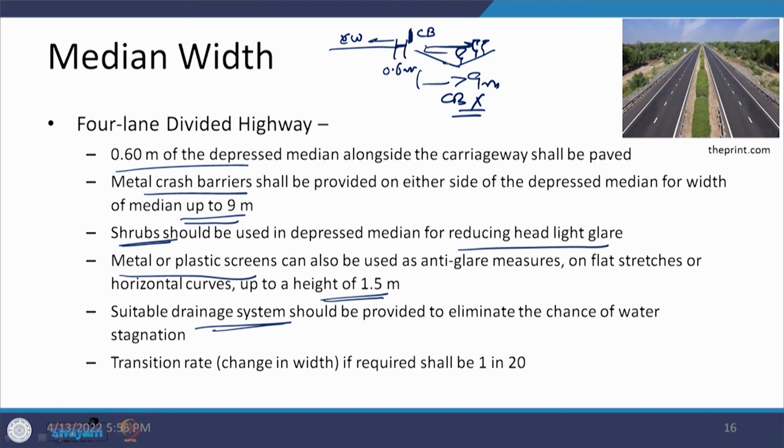A suitable drainage system has to be provided, so that there is no stagnation of water in the median, and that is the reason there should be a drain at the center of this median. Whatever water flows from this direction and this direction is collected in this drain and taken longitudinally, and at one point it is going to be drained out of the system towards the side. Transition, if there is any, is done at a rate of 1 in 20. So, that is how we are doing it.